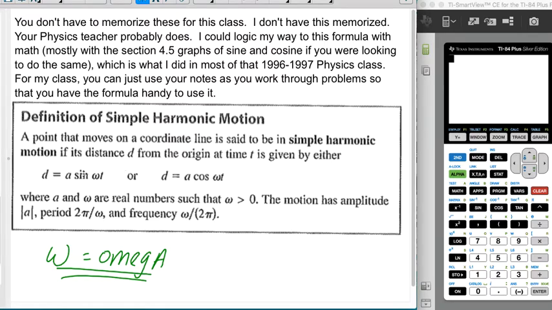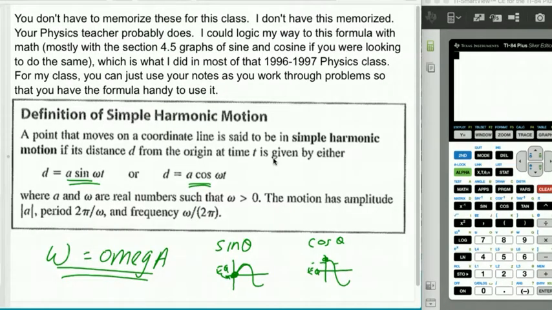And interestingly enough, the only difference between these two is where the thing starts. Remember that sine of theta starts in the middle and moves up. So at time t equals 0, it would start at equilibrium and then move up, whereas cosine of theta at t equals 0 starts up and then moves down. So it doesn't start at equilibrium, it starts at the top. That's the only difference between those two. All right, and then the last line that we see here, the motion has the amplitude of the absolute value of a.